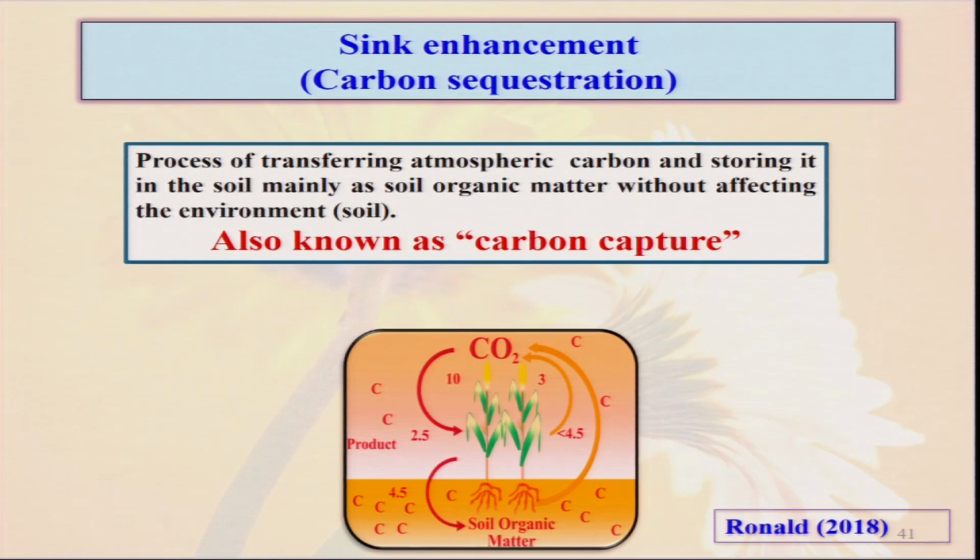How can we do carbon sequestration? Another is sink enhancement. This is called carbon capture, the process of transferring atmospheric carbon and storing it in the soil, mainly as soil organic matter, without affecting the environment. So, deforestation leads to carbon emission. But if we convert more and more area under forest, they will conserve the carbon. If we were growing one crop, now we are growing diversified crops, several crops, and these crops are also capturing carbon dioxide. But we have to grow them in such a way that the carbon can be stored in the soil for a sufficiently long period, then only will our objective be fulfilled.